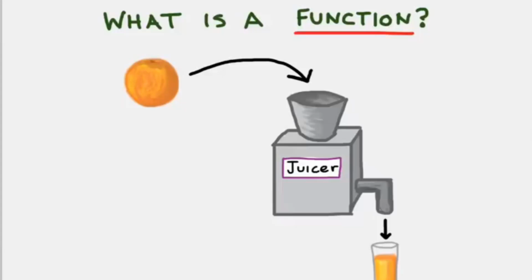My input would be that orange into the juicer, and my output is the juice that comes out of the juicer. Notice that if I were to put grapes into the juicer, I couldn't expect to get orange juice out of the juicer. I would get grape juice. And if I put an apple in the juicer, I'll get apple juice. So for each type of fruit I put in the juicer, I'll get that same type of juice out. This is kind of like a function.